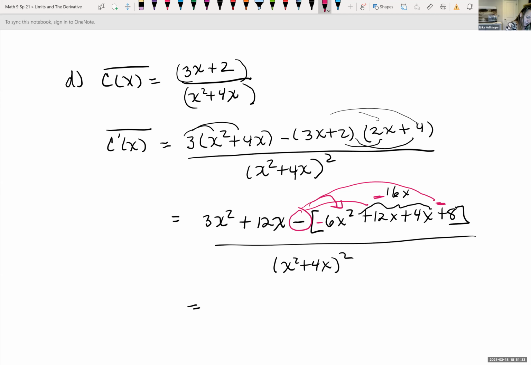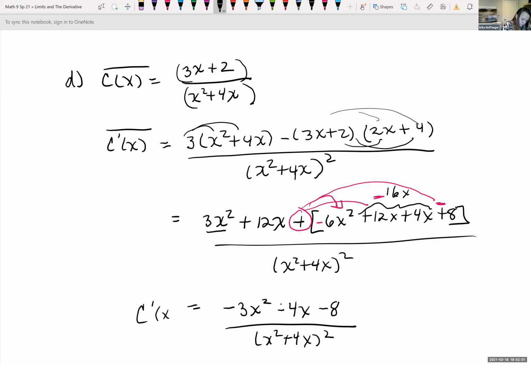So let's just combine like terms. We have a 3x squared minus a 6x squared. So that's a negative 3x squared. And now we have a 12x and we have a negative 16x. So 12 minus 16 is minus 4x. And we have minus 8 all over this x squared plus 4x quantity squared. So we just found the derivative of that. So we just found the marginal average cost.